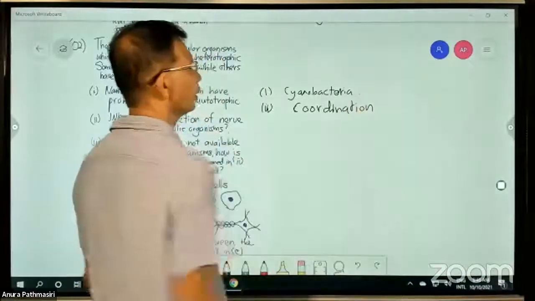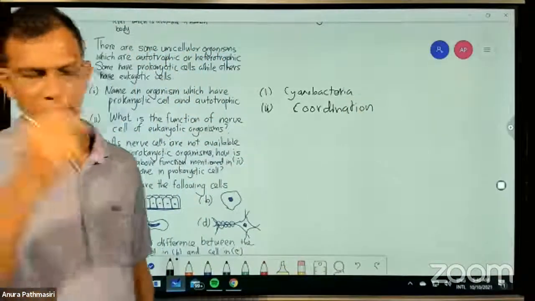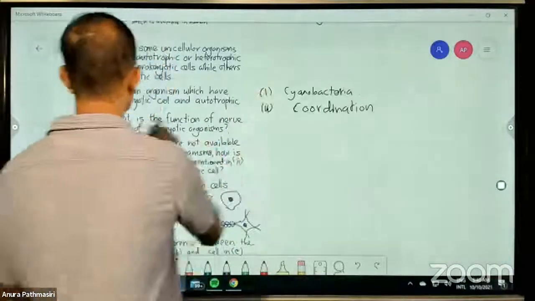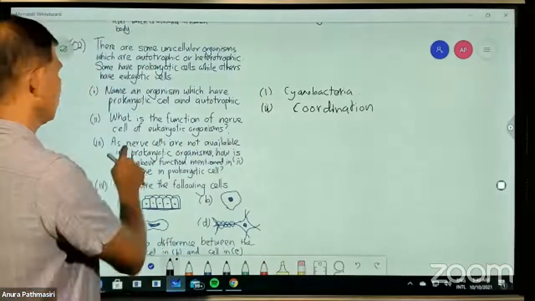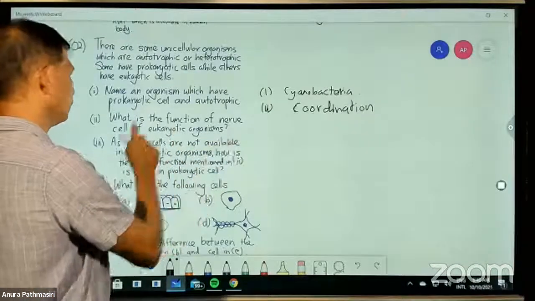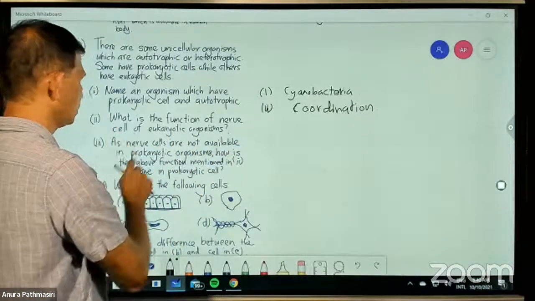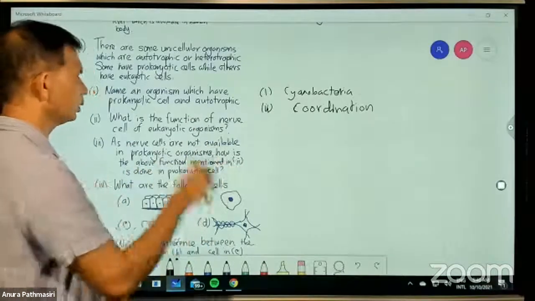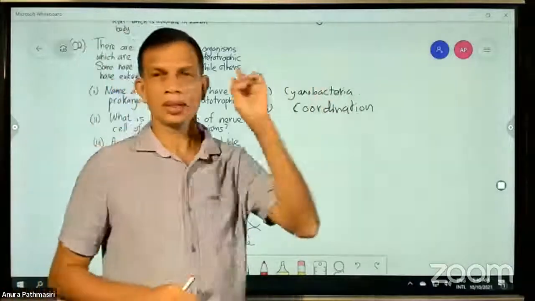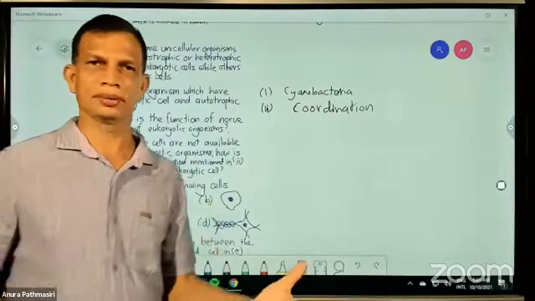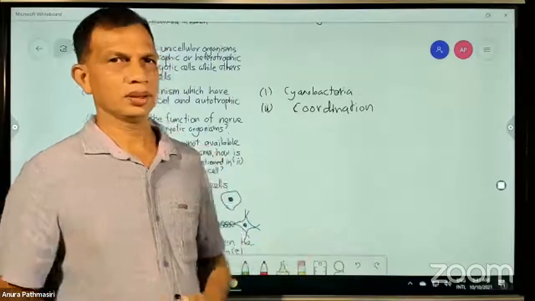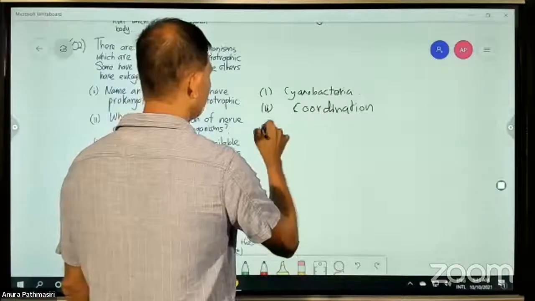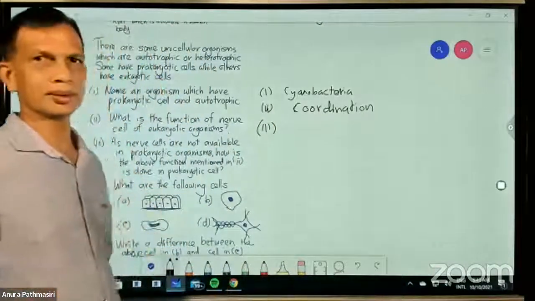Coordination. You know why? I have set a question based on this one in the third one. See, as nerve cells are not available in prokaryotic organisms, how is the above function mentioned in 2 done in prokaryotic cells? That means, how is the coordination done? So that is what we want. And third one, then, how is it done?